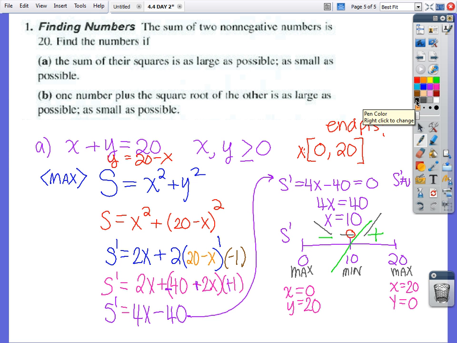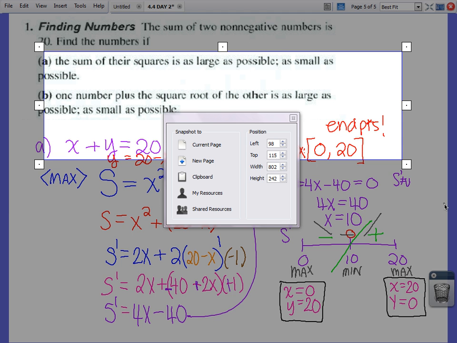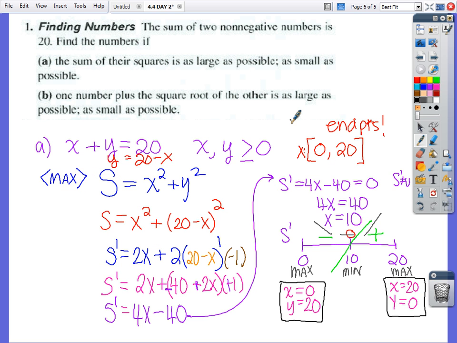It says, find the numbers if the sum of their squares is as large as possible. So there are the two numbers. They're either 0 and 20 or 20 and 0. Same exact answer. Part B says, actually, we don't need to take it over. Oh, I just realized I did not answer part A's second question, which says, find the numbers if the sum of their squares is to be as small as possible. And that would be x equal to 10 and y equal to 10. So this would be the minimum.